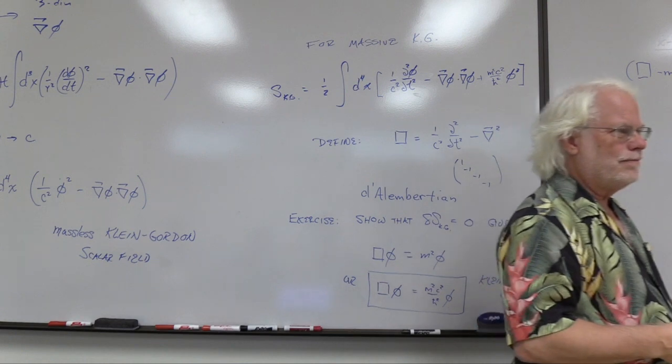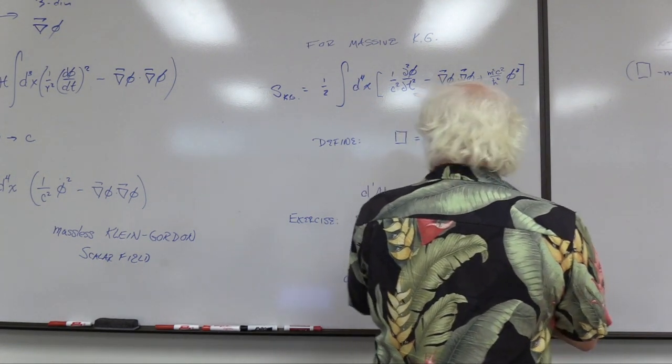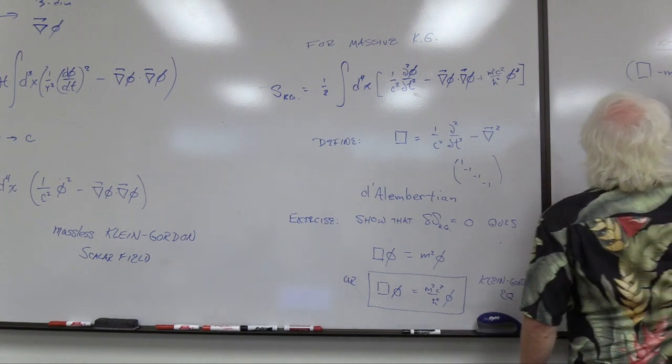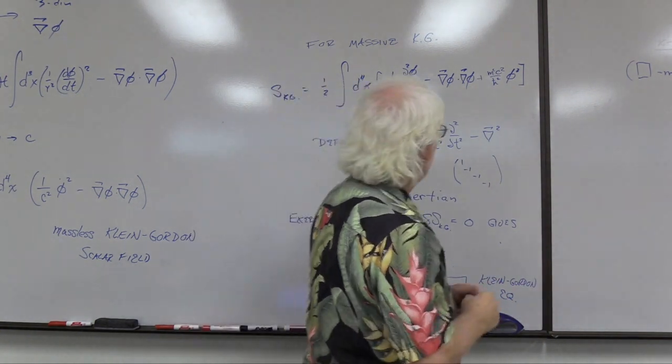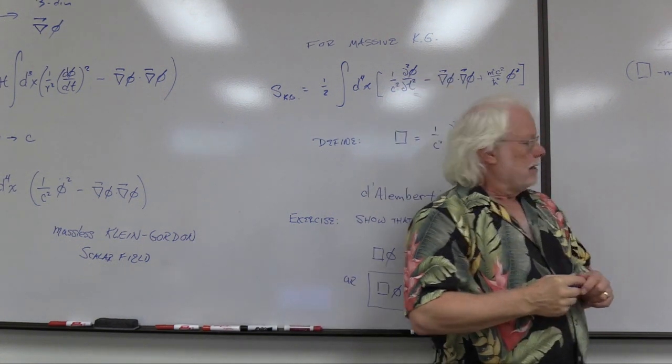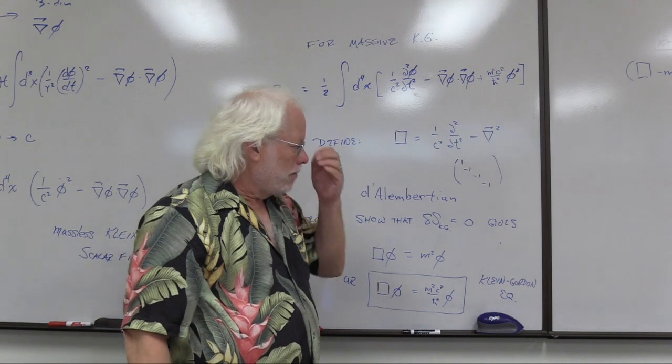M squared. No, is it? Let's see. Yeah, I'm sorry, m squared. Did I get that right here? Yeah, it's m squared. Yeah, which is sort of a funny way for math to come in.